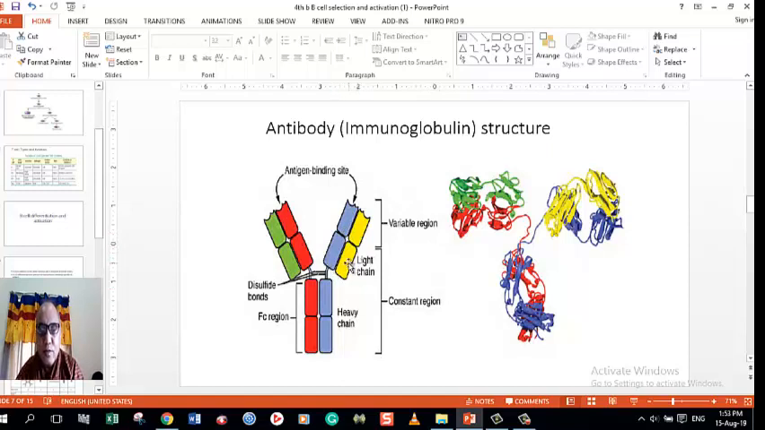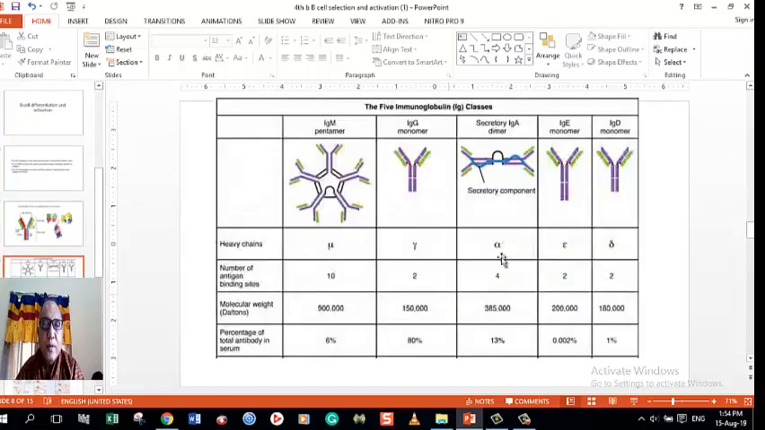The base regions 1, 2, 3, these lower regions are constant regions, and the side chains, the shorter chains, are light chains, and these are called heavy chains. These long or heavy chains have Fc regions, which are constant regions, and the short and heavy chains are connected by disulfide bonds.